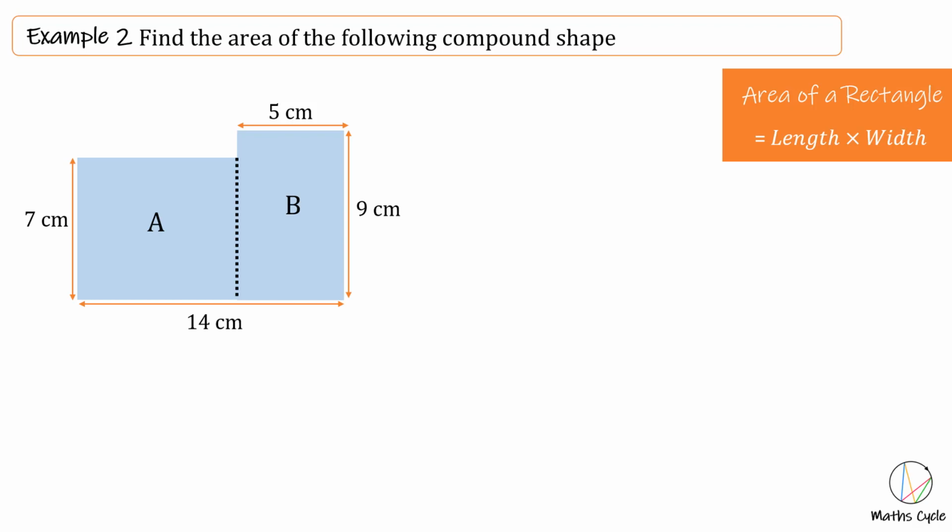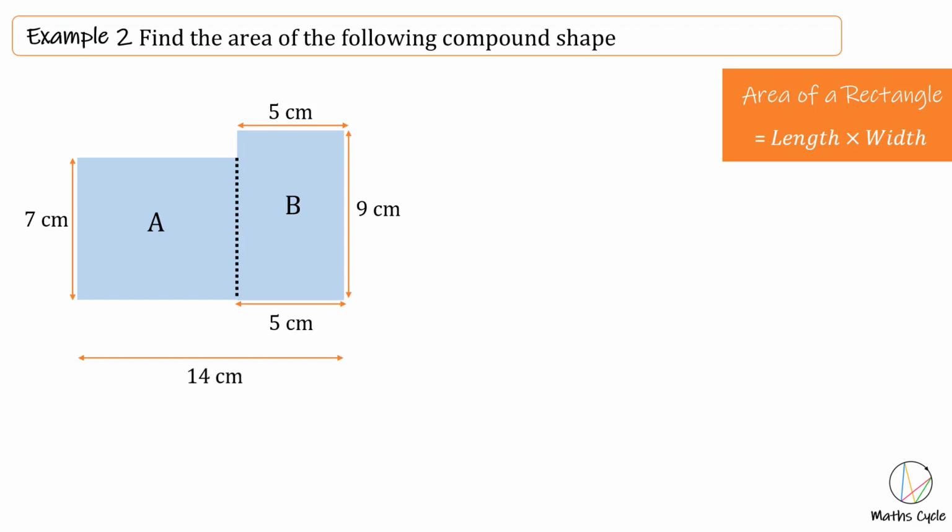But if I look to the rectangle on the left, rectangle A, I can see that it is 7 centimeters high, but I don't know what width it is. The 14 centimeters spans the width of both rectangles. So what I'm going to do is I'm going to move that 14 centimeters, and I'm going to look to the top of rectangle B, and I can see that that's 5 centimeters at the top. So that means that the bottom of rectangle B is also 5 centimeters.